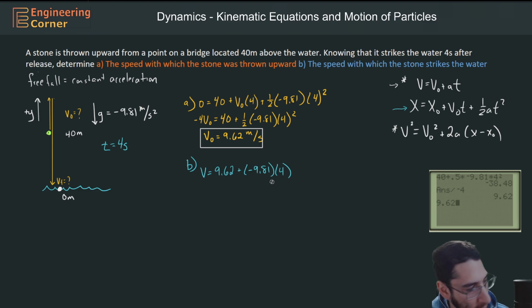9.62 plus minus 9.81 times 4. And we get that my velocity is going to be equal to minus 29.6 meters per second.